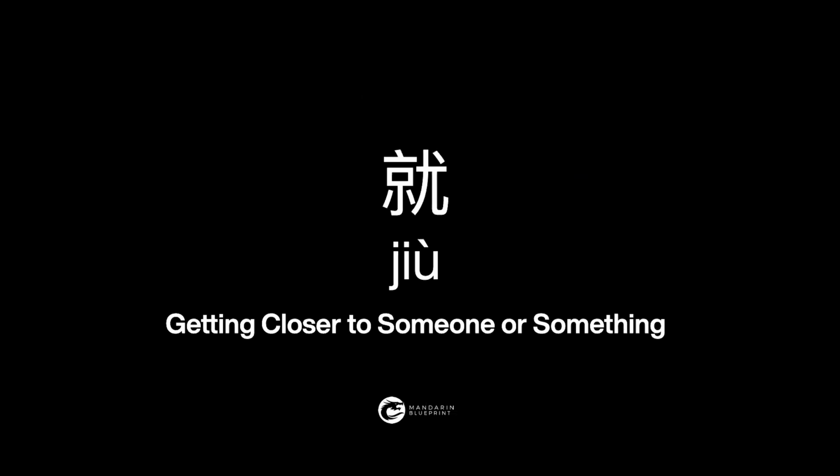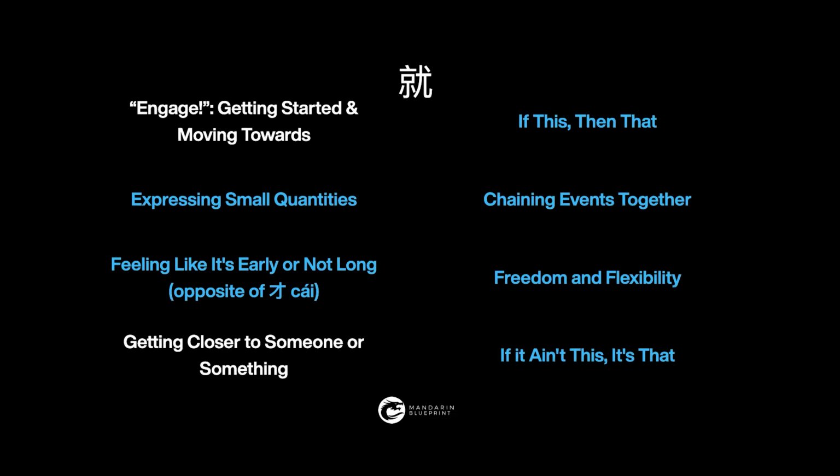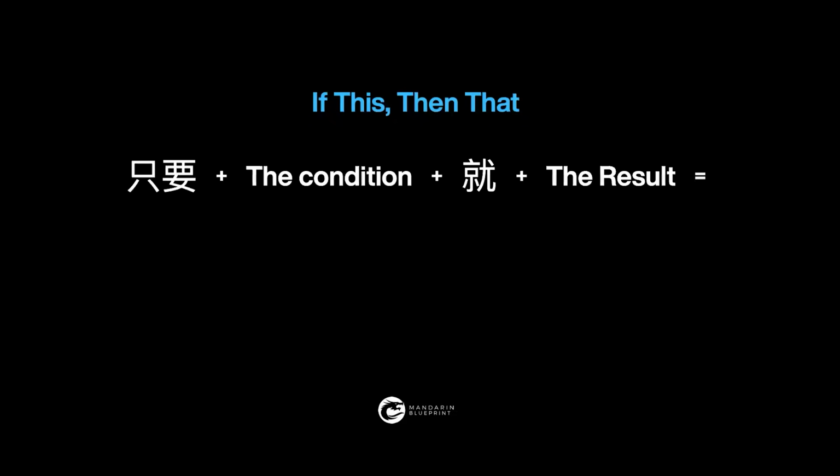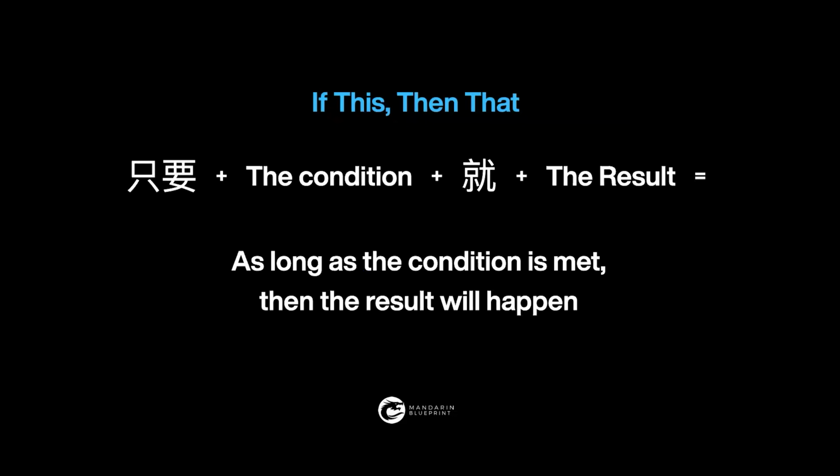So there's a few instances in which 就 means getting closer to someone or something, but consider this. The most important usage of 就, in my opinion, is in conditional statements. The most common being if this then that, but alongside if this then that, we'll cover a few different conditional usages. One will be even if something and as long as. If you want to express as long as a condition is met, then the result will happen, you want to use 只要就. So you put 只要 and then you insert some condition, 就 the result. So let's give some examples.